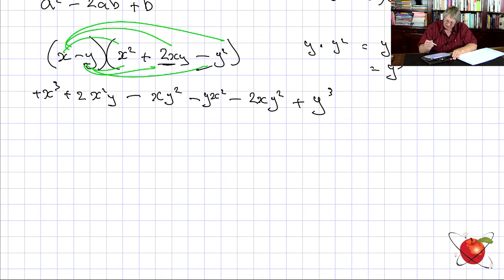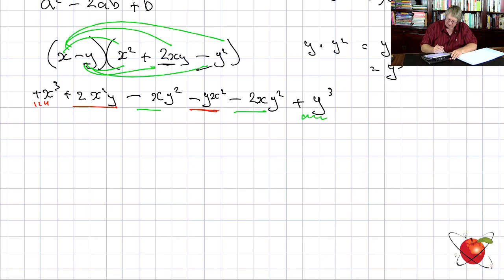Let's have a look here. Let's see. x squared y's, I've got no more x cubes, so you're done. x squared y's, there we go. There's another one. Okay, now I'm going to go over to green. xy squared, there's another xy squared. And y cubes, I know I've got a y on its own.